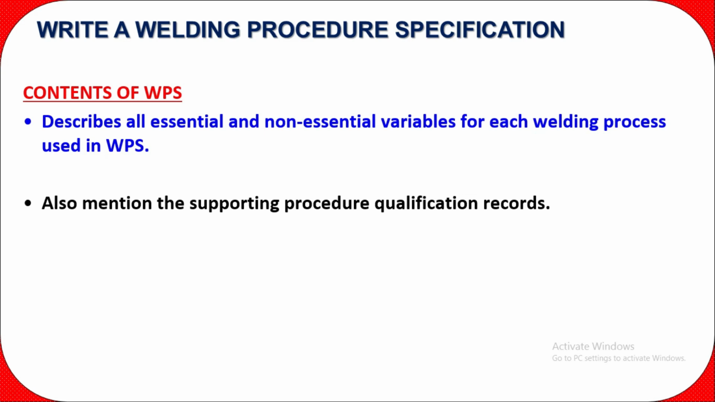So what are there? Essential variable, non-essential variable. If you see the essential variable, you can see it in ASME Sec IX. It is clearly mentioned what are the essential variables and what are the non-essential variables for each welding process, like SMAW, GTAW, MIG, GMAW, all these things.